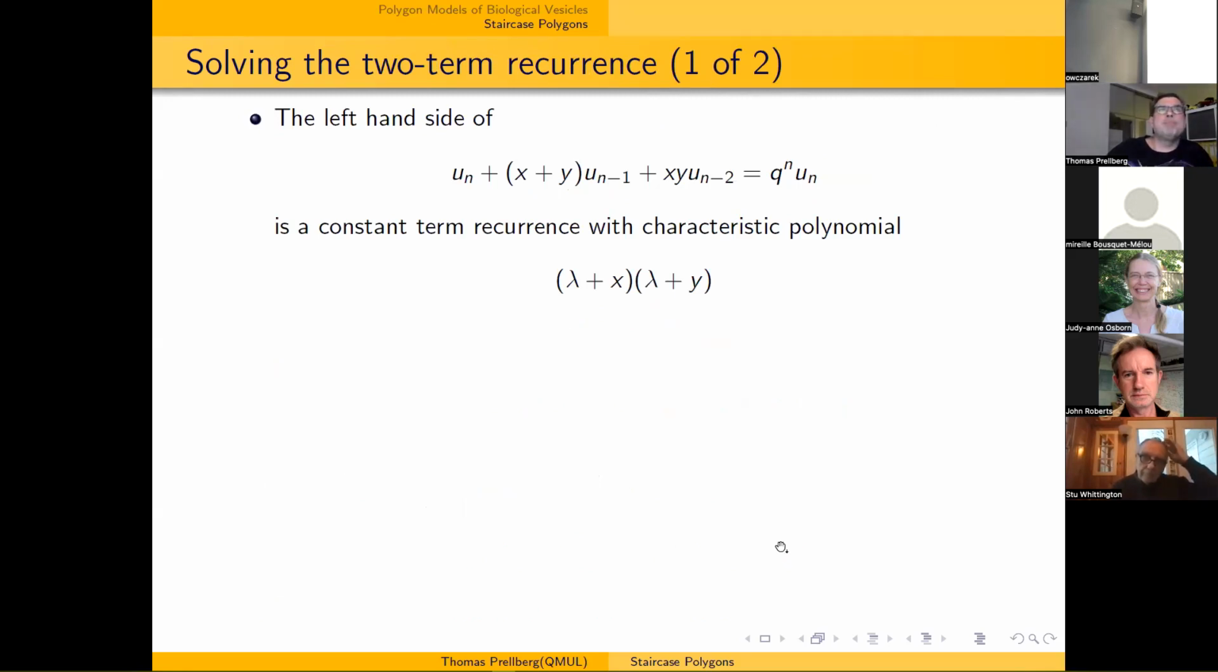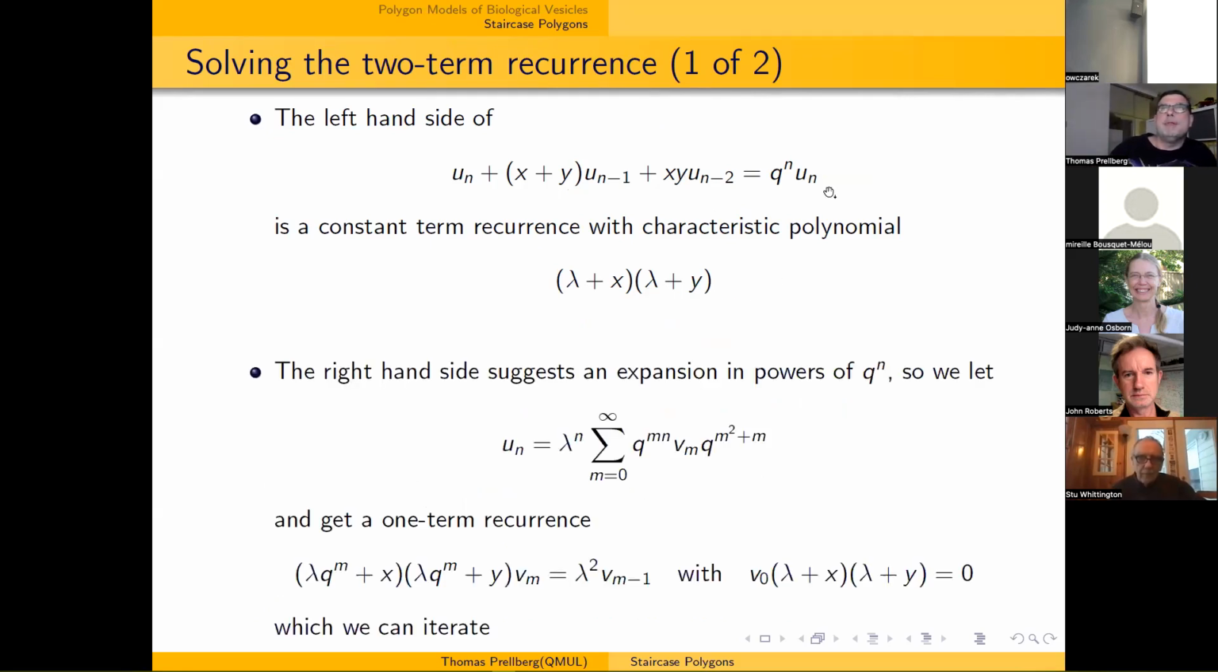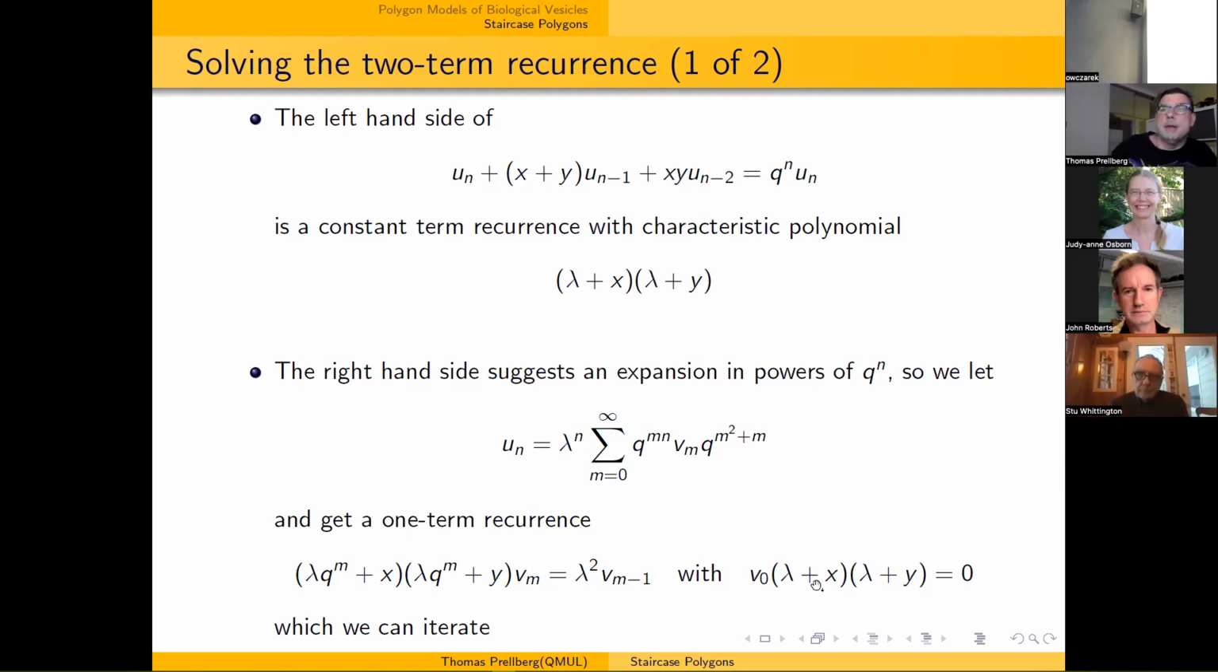You can see that this equation has a left-hand side which is a nice recurrence with constant coefficients, and the right-hand side is something else. You have a characteristic polynomial involving minus x or minus y as eigenvalues, and this power on the right-hand side suggests an expansion of the un in powers of q to the m. So let's write down a different series expansion now with coefficients v. It turns out that this recurrence can in fact be solved by iteration. There's an initial condition here which involves the characteristic polynomial, and therefore you have minus x or minus y as values for lambda that you need to specify.